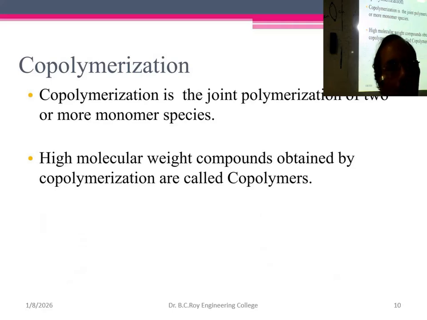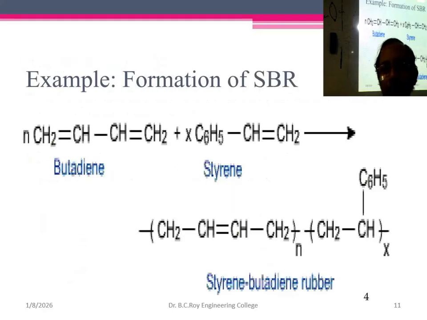Copolymerization, already you know, different monomer units together. So this is another example, a copolymerization example. This is butadiene plus styrene, you get styrene butadiene rubber, SBR. It's a good polymer, common, with a lot of applications. You know, the eraser, that is SBR.